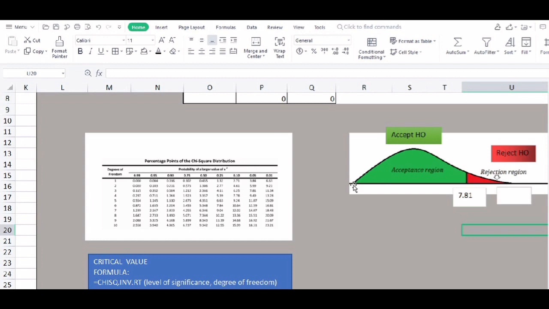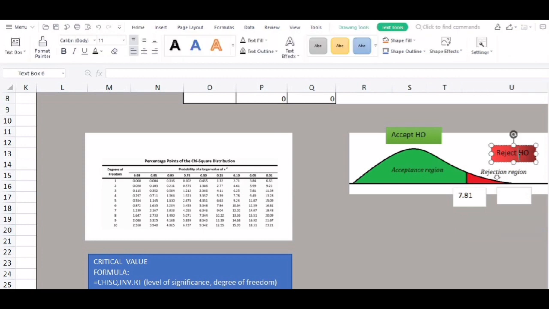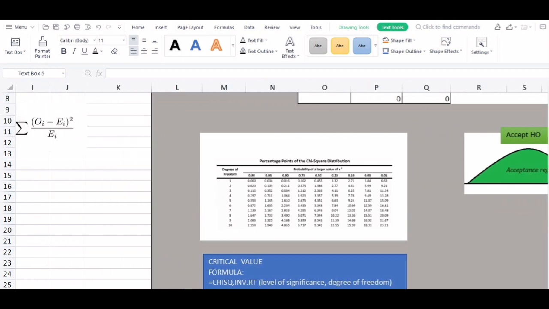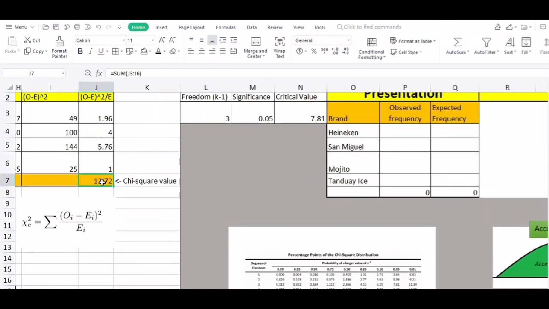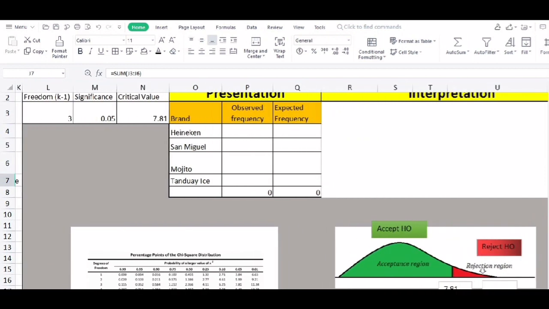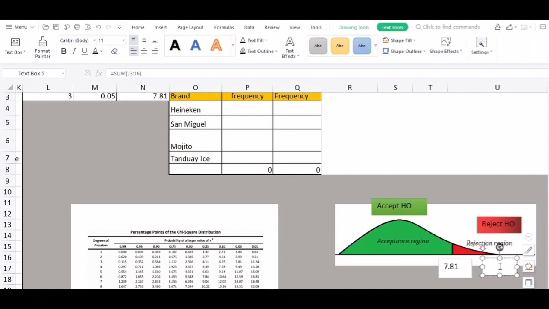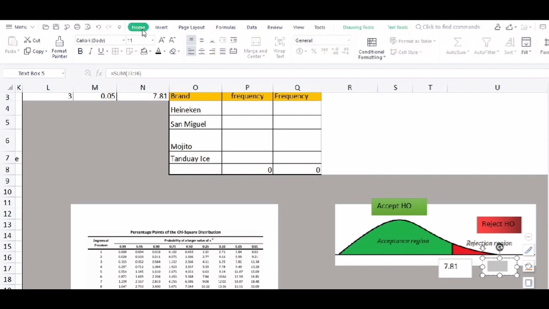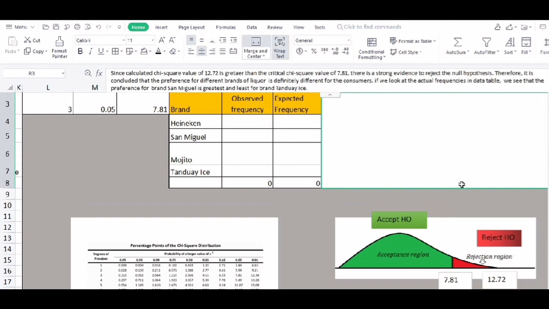If it is less than the critical value, then we are going to accept the null hypothesis. But if it is greater than the critical value, then we're going to reject the null hypothesis. So since 12.72 as the chi-square is greater, it means we're going to reject the null hypothesis. Ang ibig sabihin lang nun is that there is a significant difference. So that's it.